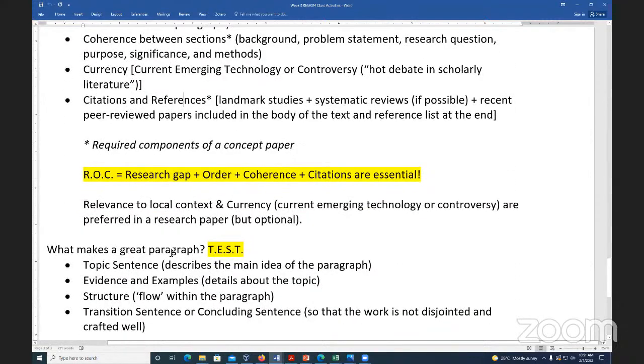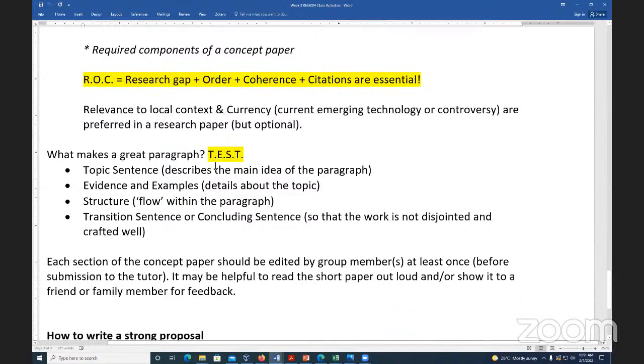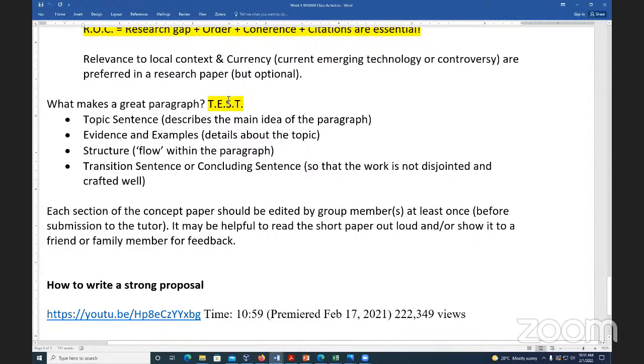Okay, so basically the recap of that is: minimum is research gap plus well-organized plus coherent, and please use citations. And then the optional things are relevant to the local context and current. Those are preferred. So what makes a great paragraph? You should test it. Is there a topic sentence for the main idea of the paragraph? You should actually have evidence and examples, obviously with citations, about those topics. You should organize it well, have a structure so it flows within the paragraph. And at the end of the paragraph, there should be a transition sentence.